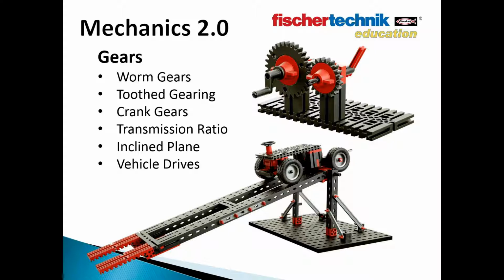Gears are explored in depth. There is an overview of the various types of gears that can be used, such as worm gear pairings, toothed gears, and crank gears. Students begin by building very basic gear models using each of these different gears to learn the principles behind them and their specific functions. They will also learn about and work with transmission ratio, torque, inclined planes, and various vehicle drives.